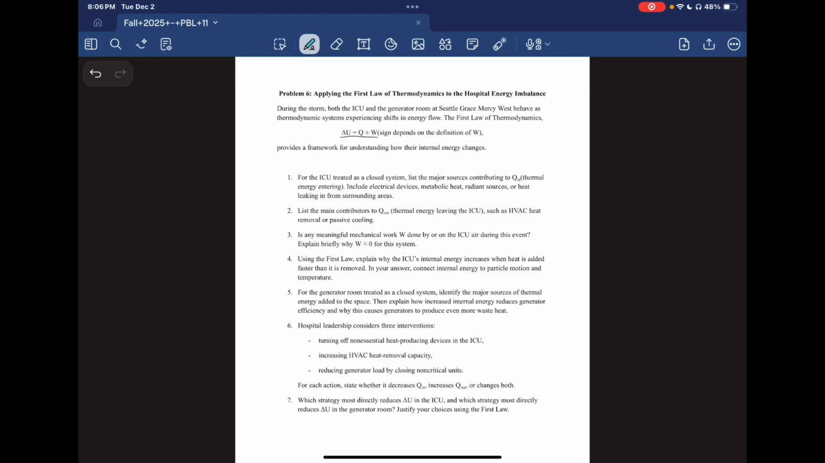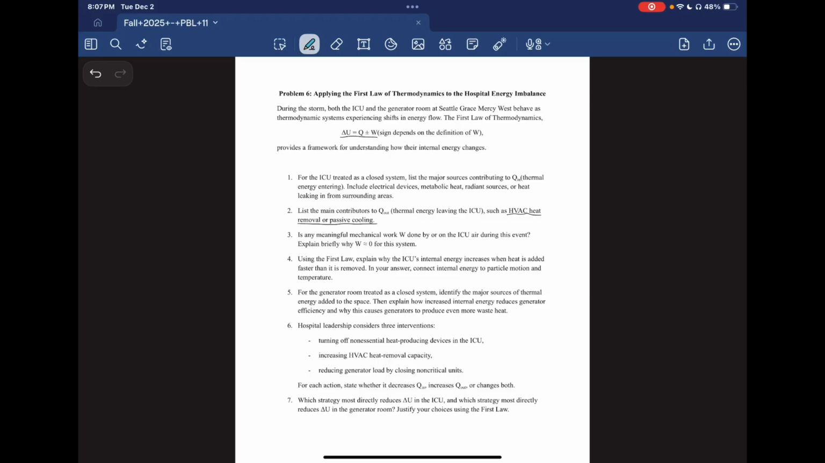And it looks like Krish has actually listed them for us. They're the HVAC, heat removal, and passive cooling. I can't think of any other main contributors to that. So thank you, Krish, for that. He did say this one was going to be pretty easy.